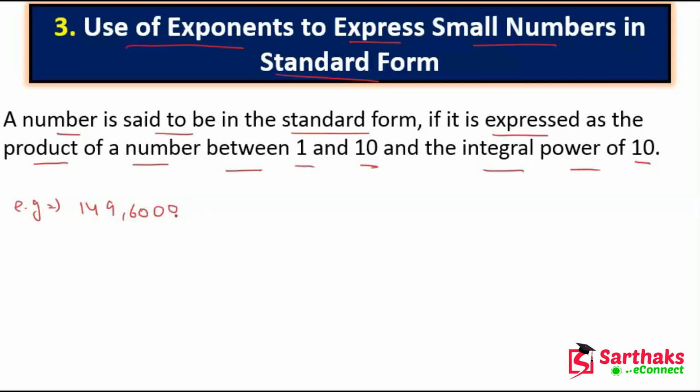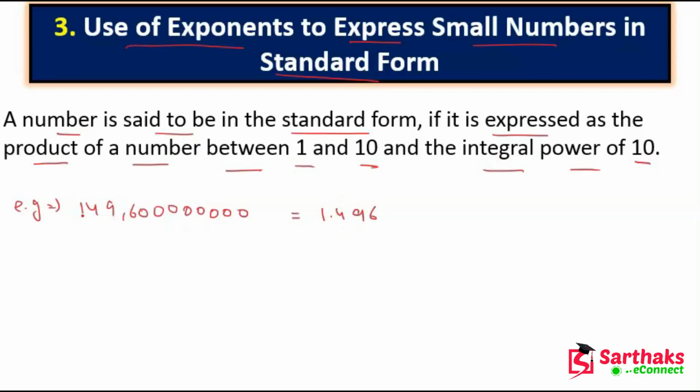149,600,000,000. How many zeros? 1 2 3 4 5 6 7 8. Understand? Now we have to express this number in standard form. So how can we express it? The standard form is that form in which we express the number as a number between 1 and 10 and an integral power of 10.